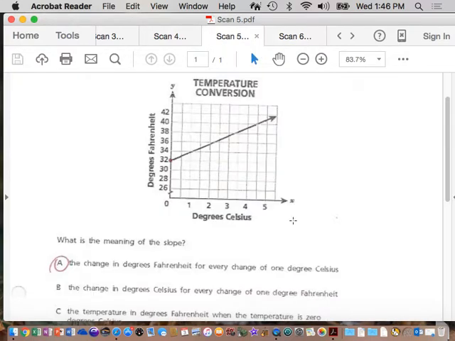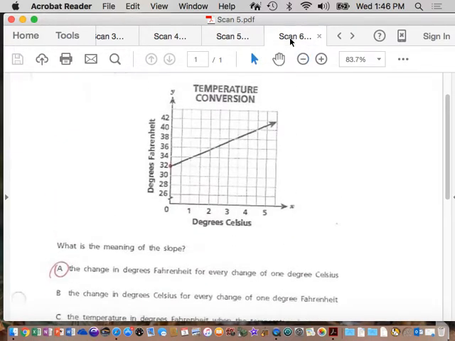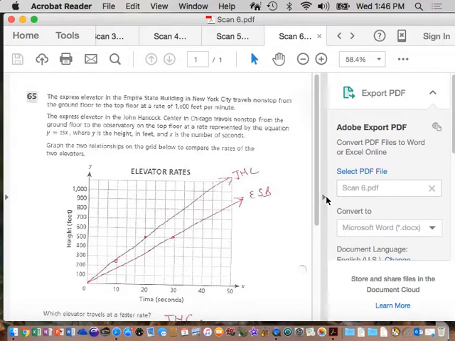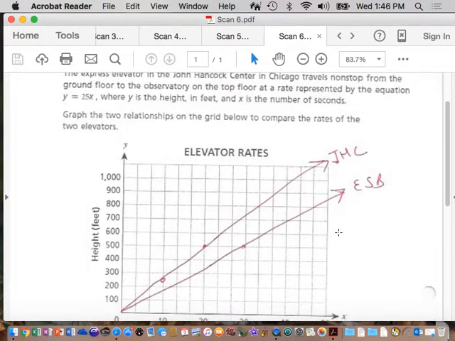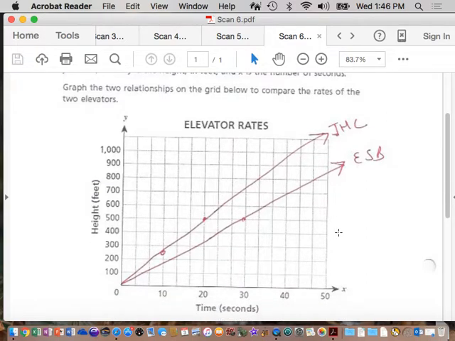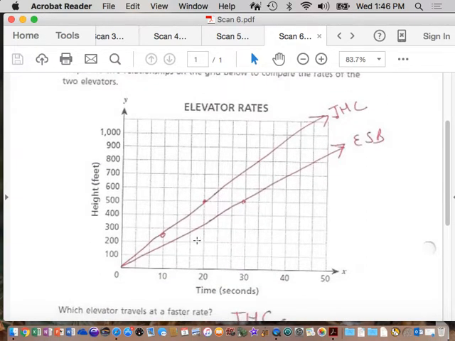Oh, wait, was there a bottom part to that? No. Okay. We did this, I changed the numbers on this one. It's not the exact question. I'm going to just change the numbers in the other one, too. If I look at the slope here, this one says it does 1,000 feet in a minute, so that's 500 feet in 30 seconds. Half of a minute and half of 1,000. And this one here, I just plotted according to the numbers that they gave. So clearly the John Hancock Center is going up faster than the Empire State Building.